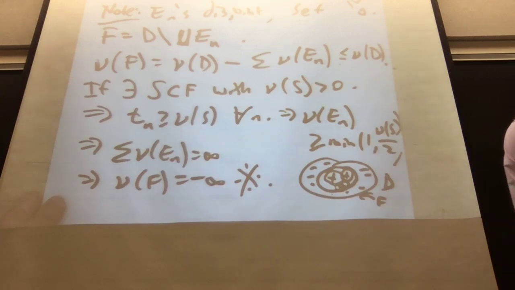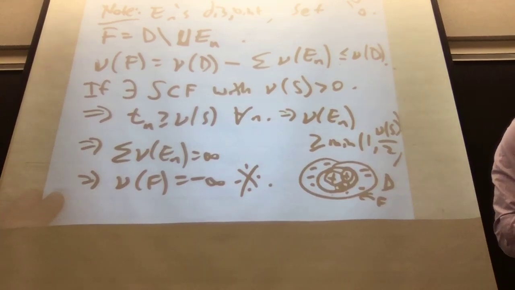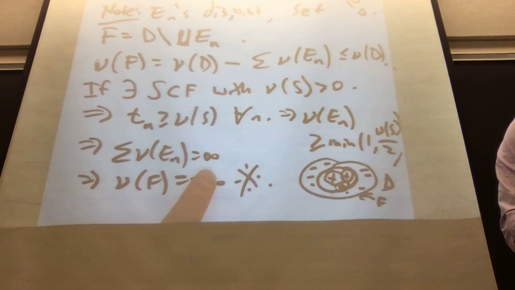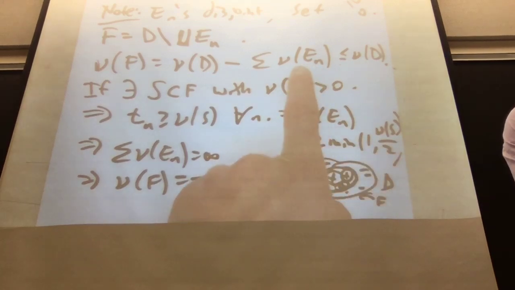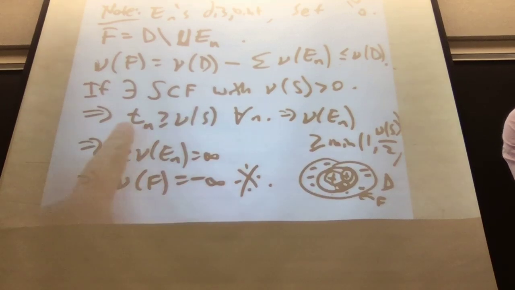Why was it that the sum of the ENs diverges at the end, assuming that they're greater or equal to the minimum of... Because now this doesn't depend on n. They're all at least some positive number. Yeah, it's constant for each n. That's the beauty of this argument.